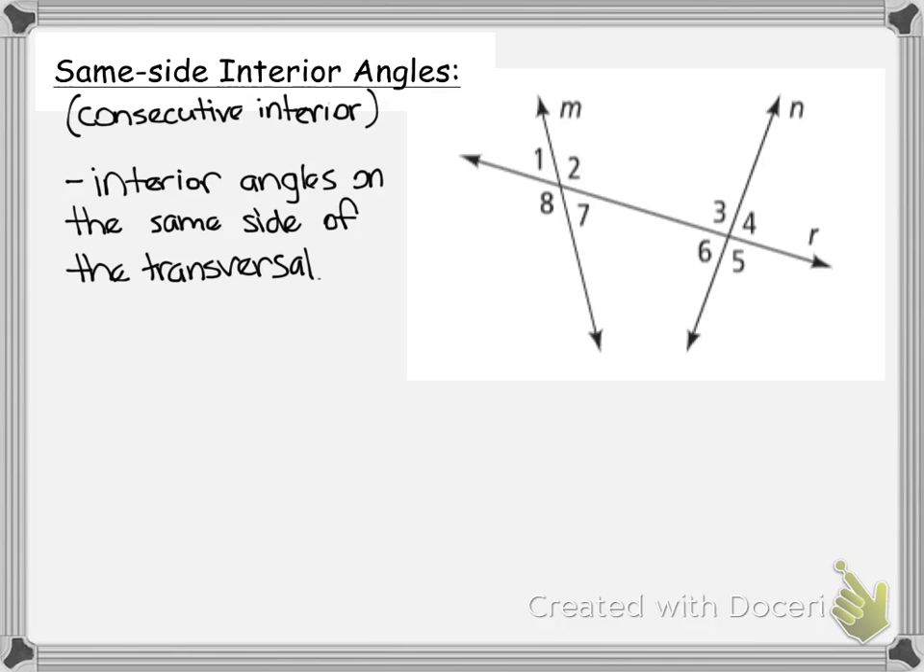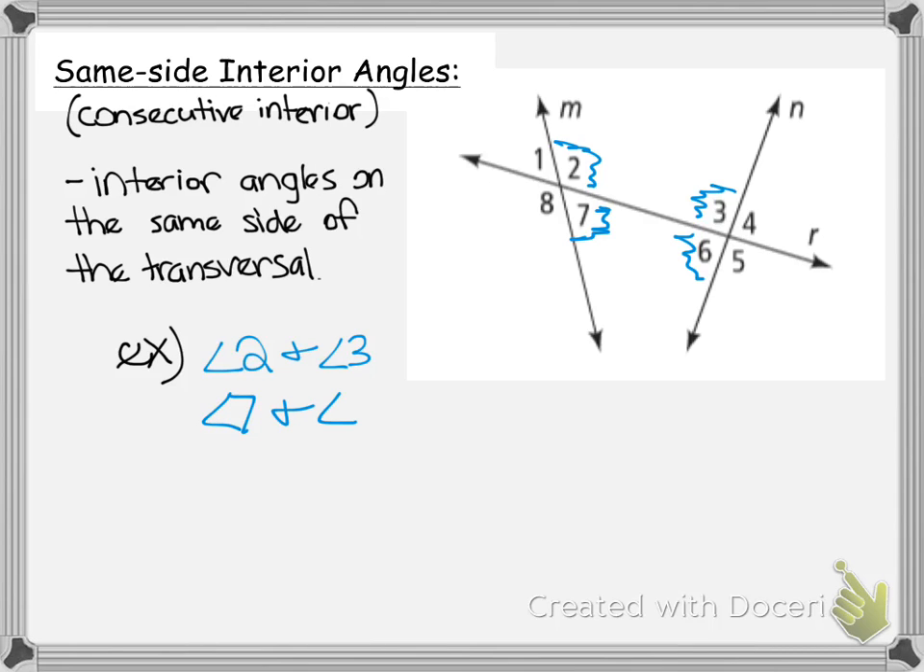Okay, so some examples of those. I'm going to do those in blue. That would be 2 paired with 3. Those are on the same side of our transversal R, and they are interior. So for example, angle 2 and angle 3. All right, another example of same side interior would be 7 and 6. Those are on the same side of our transversal R and interior.